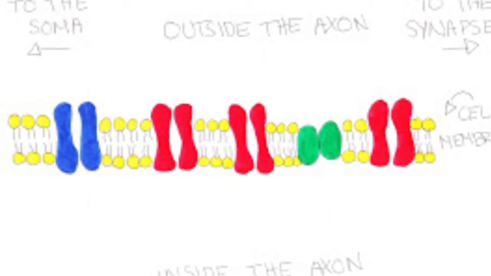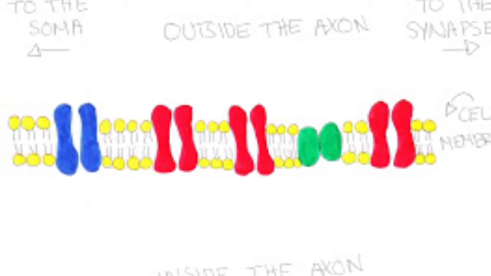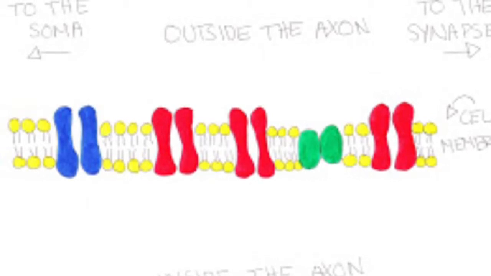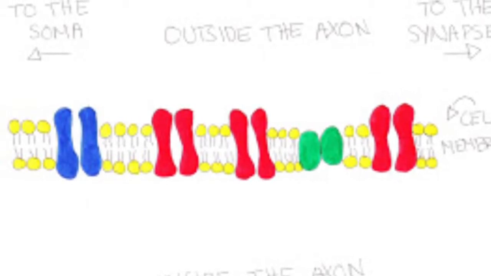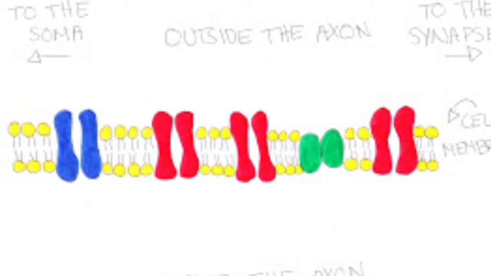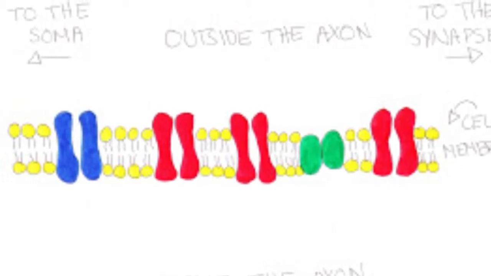Whenever that electrical charge comes down that I was talking about, sodium ions rush in through the red gates while the blue gate stays shut so potassium ions do not flow out. This then causes the inside to turn positive and the outside to become negative.